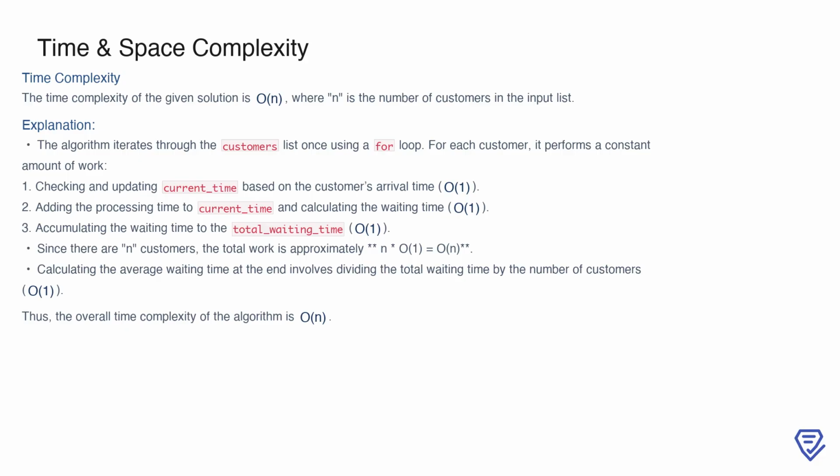After processing all customers, the algorithm computes the average waiting time by dividing the total waiting time by the number of customers, which is another O(1) operation. Since the total work scales linearly with the number of customers, the overall time complexity is O(n).